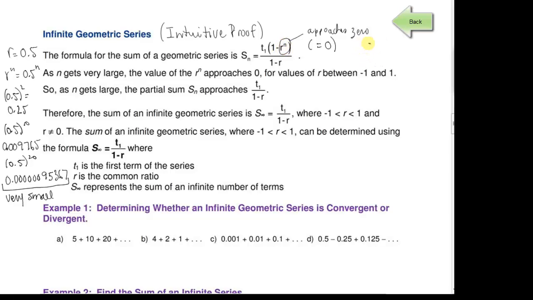So my new formula is going to look like this: t1 times 1 minus 0 over 1 minus r. And 1 minus 0 is just 1. So s subscript n becomes t1 over 1 minus r, because 1 minus 0 is 1, 1 times t1 is t1, and we have 1 minus r in the denominator still. So that's where this comes from. It's the same as this.